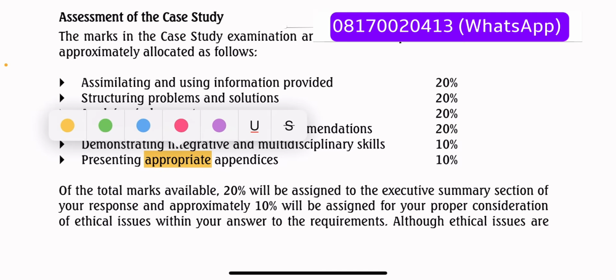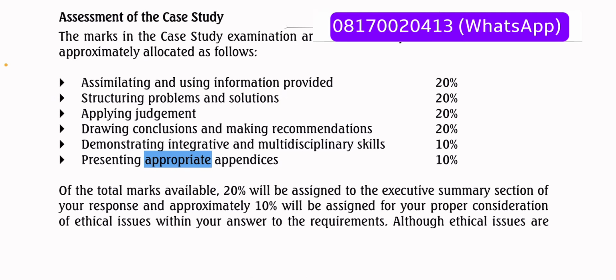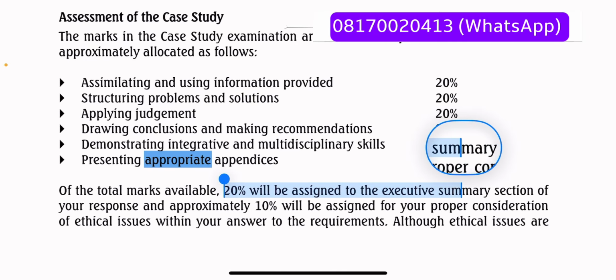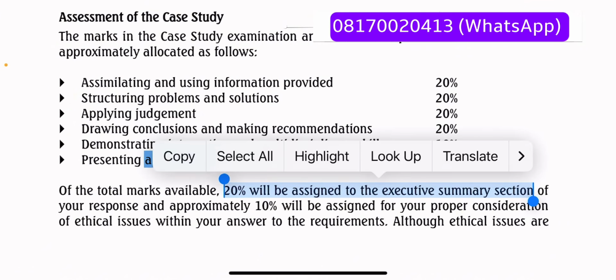The appendices that are appropriate, that are useful in this case, doing that is 10% of your grades as well. So this is how they're going to score you. So you have to pay attention to this and ensure that you get it done. Then they also said that of the total marks, 20% will be assigned to the executive summary. So the executive summary section is 20 marks actually.